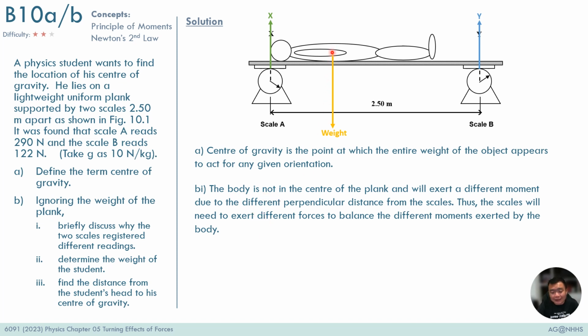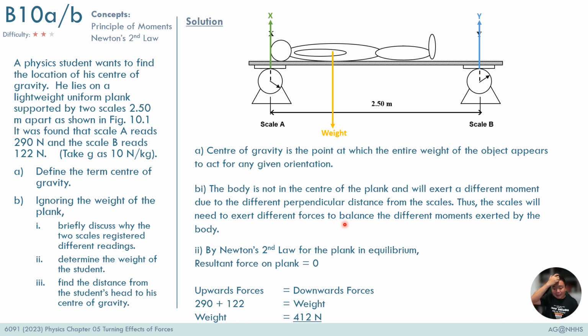Now there's also a very simple perspective that we can take. Because the person is closer to scale A, scale A must support the weight of the person more, and hence scale A should have a bigger value. Okay, so that's for part B part 1. Let's move on to B part 2 to find the weight of the student.